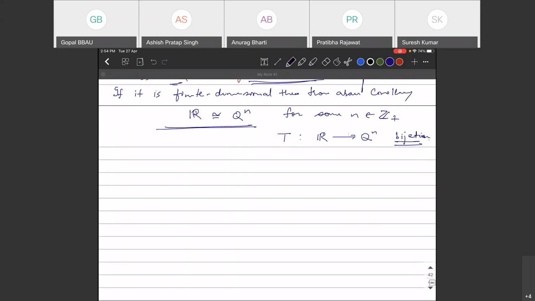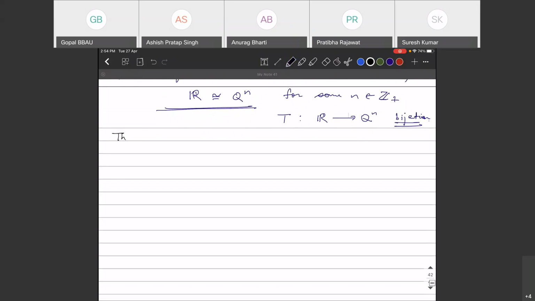At the last, one last thing, last theorem. So let V be a finite dimensional vector space. Let T from V to V, now we are taking a linear transformation from V to itself.